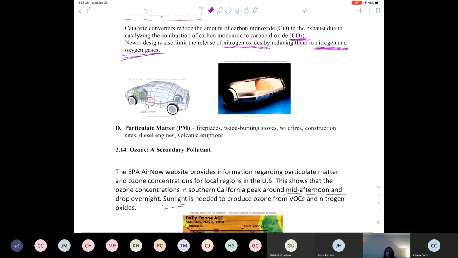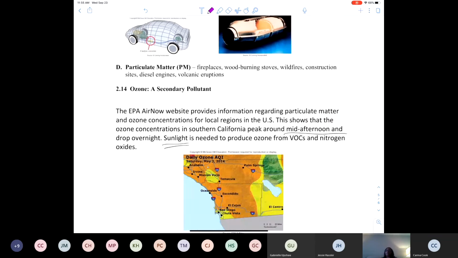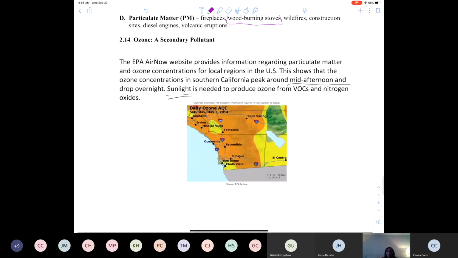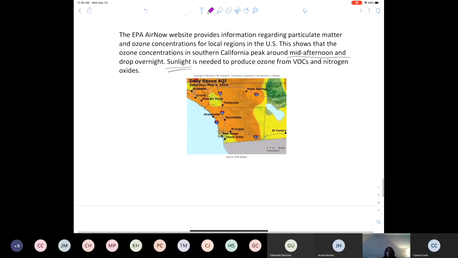And then finally, particulate matter. It comes from fireplaces and wood-burning stoves. I think wood-burning stoves is the main source of particulate matter, but also when we have bad wildfires like we have out west right now, that produces a lot of particulate matter. Also construction sites, diesel engines, and volcanic eruptions produce particulate matter. So those are some of the sources of particulate matter.